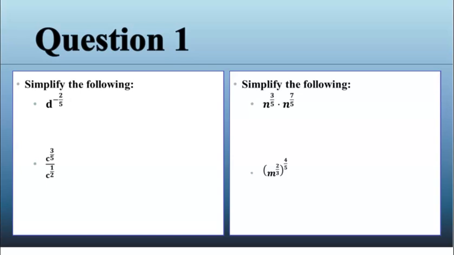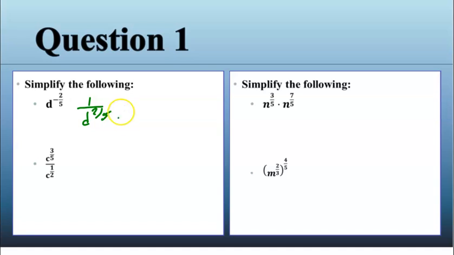So d to the negative 2/5. I can't have negative exponents in my answer, so I need to rewrite this so I don't have negative exponents. So I do the reciprocal, which would be 1 over d to the 2/5. But I can't have fractional exponents in the denominator.